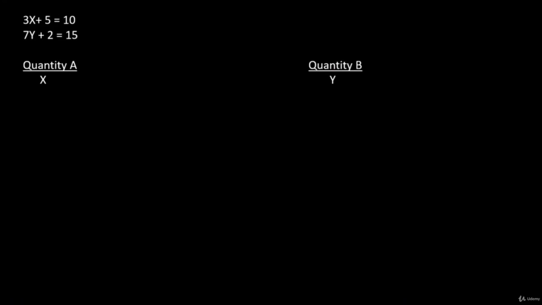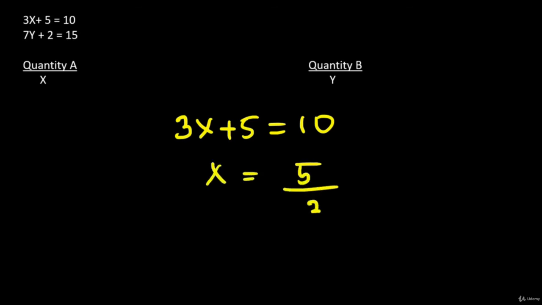Let's do this question. 3x plus 5 is equal to 10 and 7y plus 2 is equal to 15. Now quantity A is x and quantity B is y. Alright, now pause the video, give it a try, and then let's do it together. Alright, we are back. I hope you have given it a try. Let's do it together. Now it's given that 3x plus 5 is equal to 10. Therefore, x will be equal to 5 by 3, right, on solving.